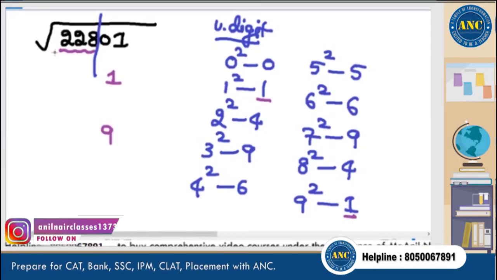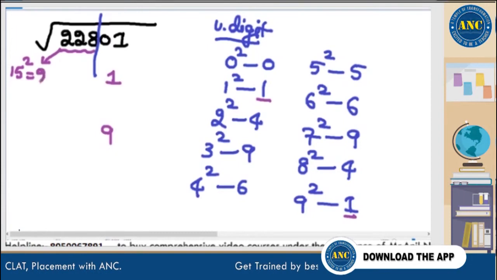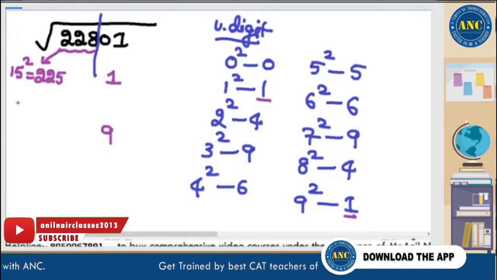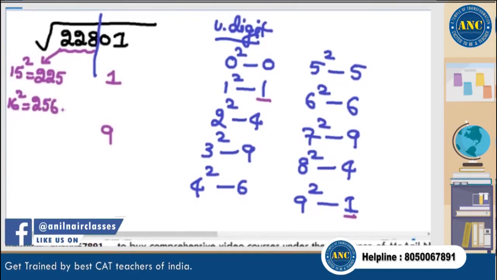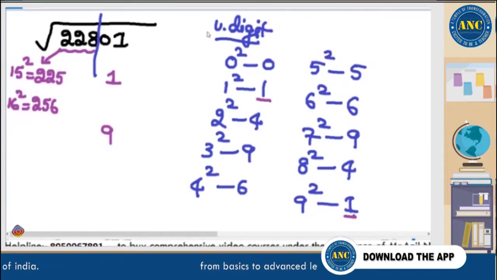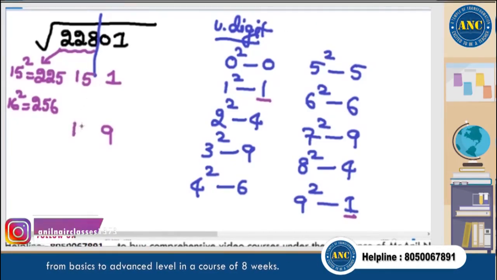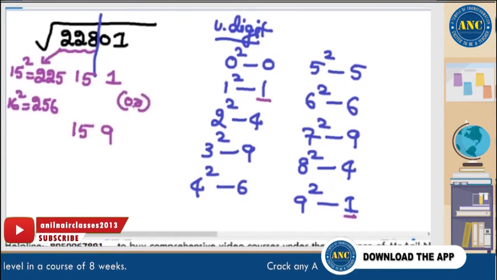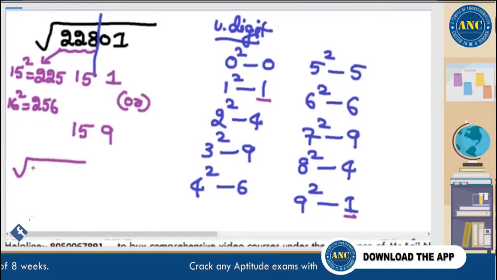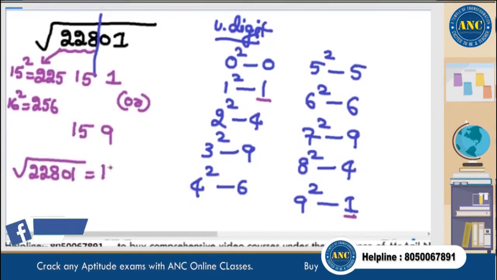228 lies between which two perfect squares? 15 square is 225 and the next, 16 square, is 256. Take the smallest number. The number is 151 or 159. We are stuck between 151 and 159. Now apply digital sum. Suppose it is 22801, if it is 151.